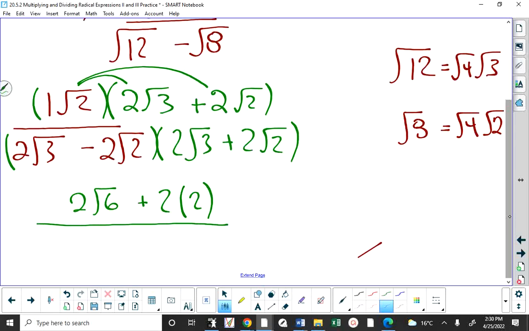So I take 2 root 3 times 2 root 3. 2 times 2 is 4. Root 3 times root 3 is 3. Minus 2 root 2 times 2 root 2. The 2 times the 2 for the coefficients is 2. The root 2 times the root 2 is 2. You know, I almost wrote 4 there. I almost wrote 4. You could even see that line coming down on the 2? I was going to write 4. It's such an easy mistake to make. Are you okay with that?